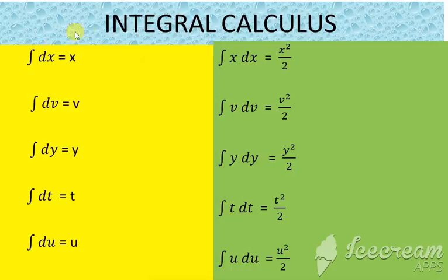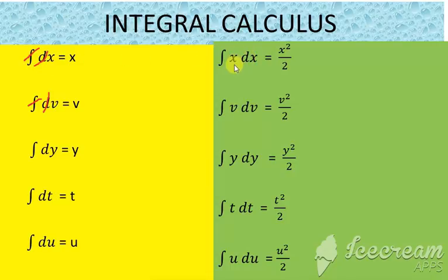First formula is integration of dx, that can be written as x, because always while doing integration, this integration sign and this d get cancelled, so we'll get x. Same way, this integration and d get cancelled, you will get v. So integration of dy is equal to y, dt is t, du is u. Same way, this is for one element alone, dx.